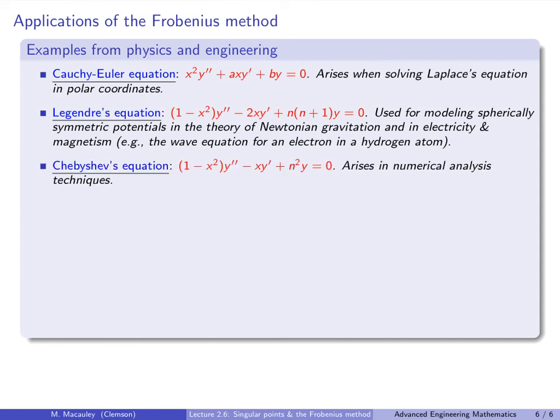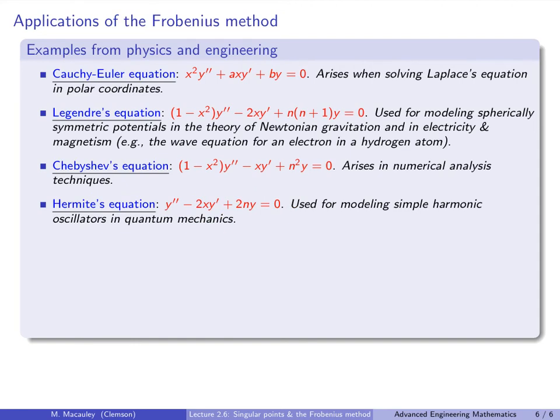Next is Chebyshev's equation. This is similar, the only difference is instead of a 2x here, you have an x. Instead of an n times n plus 1, you have an n squared. This arises in numerical analysis techniques. Hermite's equation looks simpler, but it's actually going to be more complicated when it comes to Sturm-Liouville theory. y double prime minus 2x y prime plus 2n y. This is used for modeling simple harmonic oscillators in quantum mechanics.